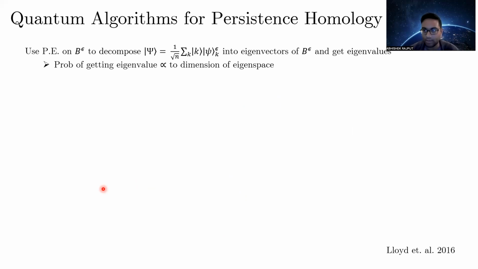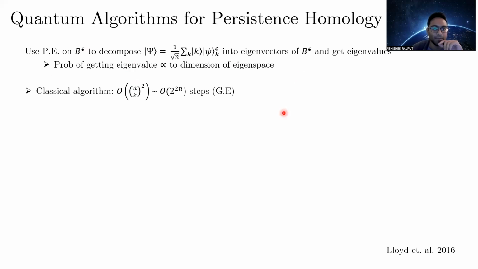So, okay, how do you extract the eigenvalues and eigenvectors of this object? The idea is you have your uniform superposition of k simplices that we constructed a couple of slides back. If you want to, you can take a uniform superposition over all the scales, but you can also just consider a particular scale. Either way, it doesn't matter. You can use phase estimation to decompose that into the eigenvectors of this boundary operator to get the eigenvalues and eigenvectors. And the probability of getting an eigenvalue is proportional to the dimension of the eigenspace.